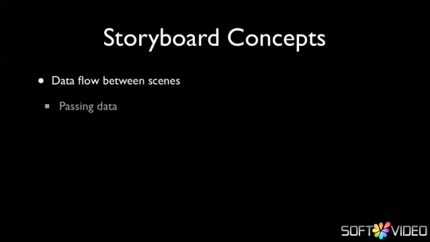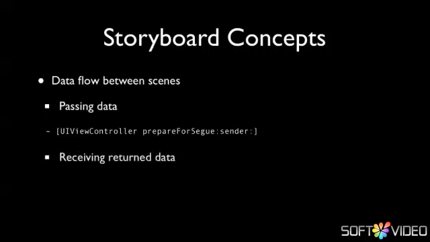Now, we'll also need to move data between scenes. We'll need to pass data, in which case we'll use a new method, the UIViewController prepareForSegue method. Overriding this method and passing a data object will allow us to pass data to a screen or to a scene we've just opened, and we will receive return data via a delegate.